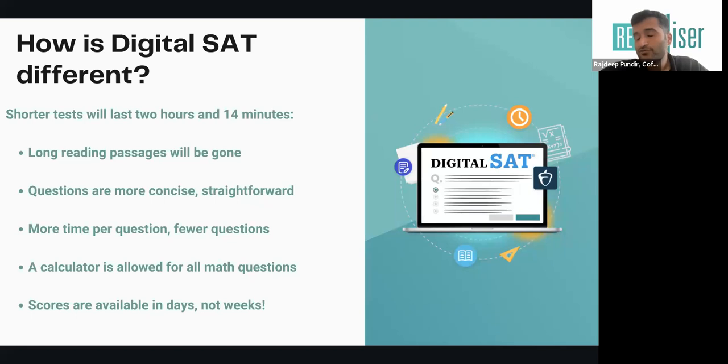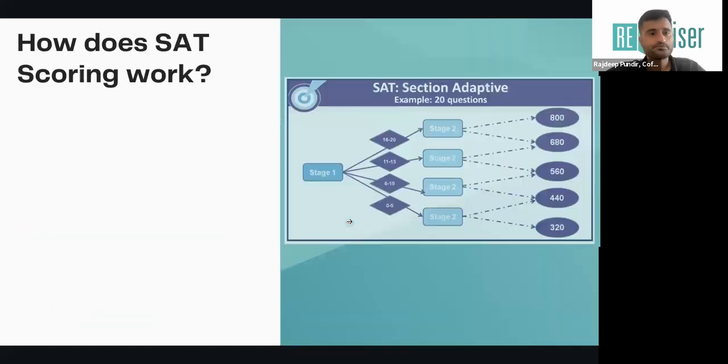You're allowed to use the calculator all throughout the math section, which is again a welcome move because earlier there used to be a calculator section and a no calculator section. Your scores are also available in days and not weeks because it's a digital exam now. So it's easier to get the scores much faster. That's again another advantage of having the digital SAT.